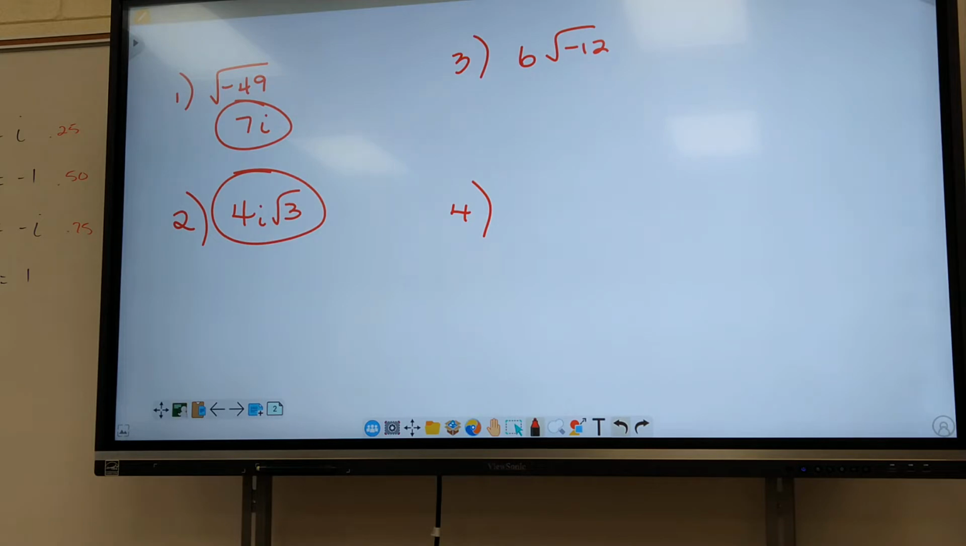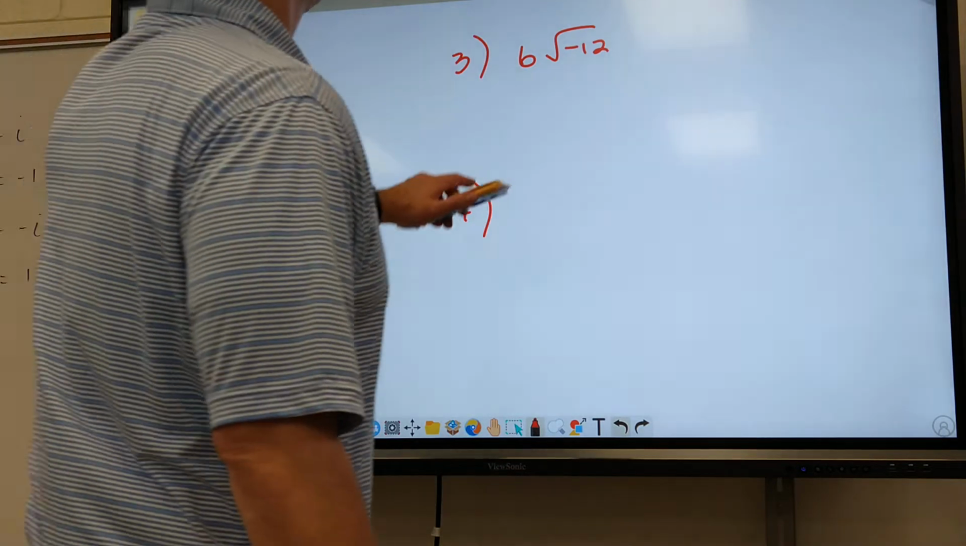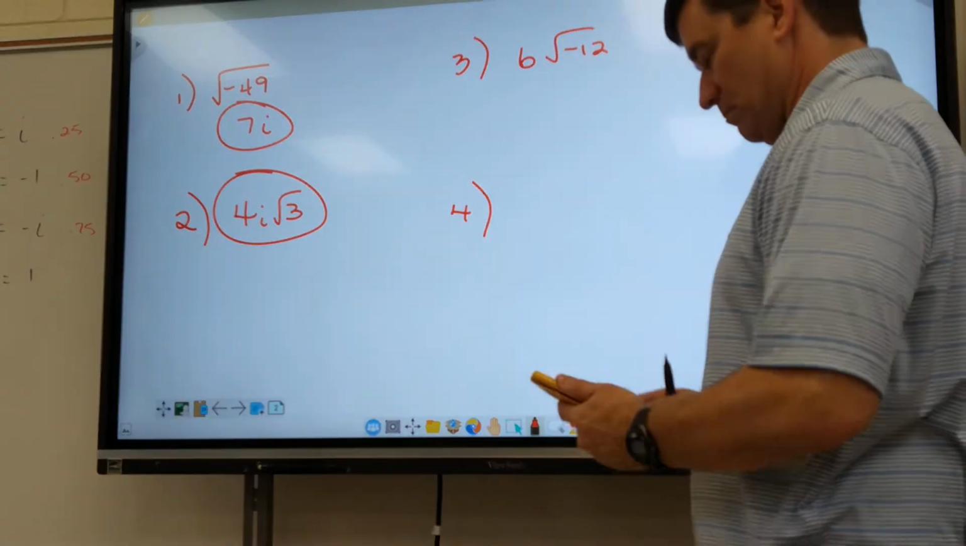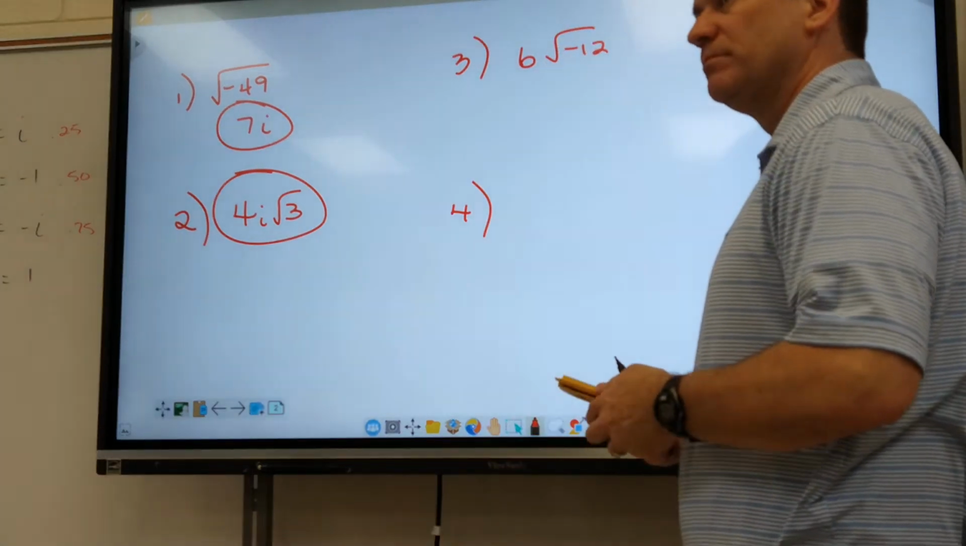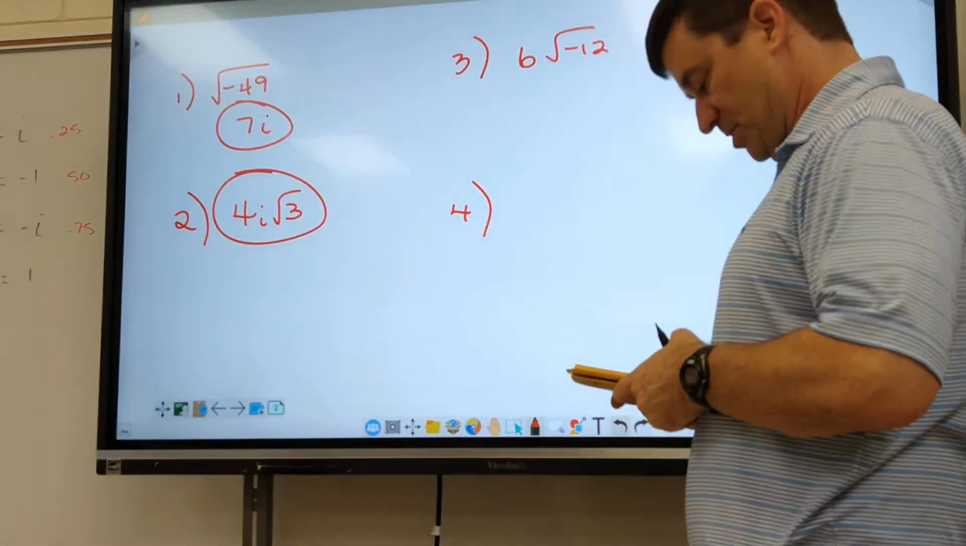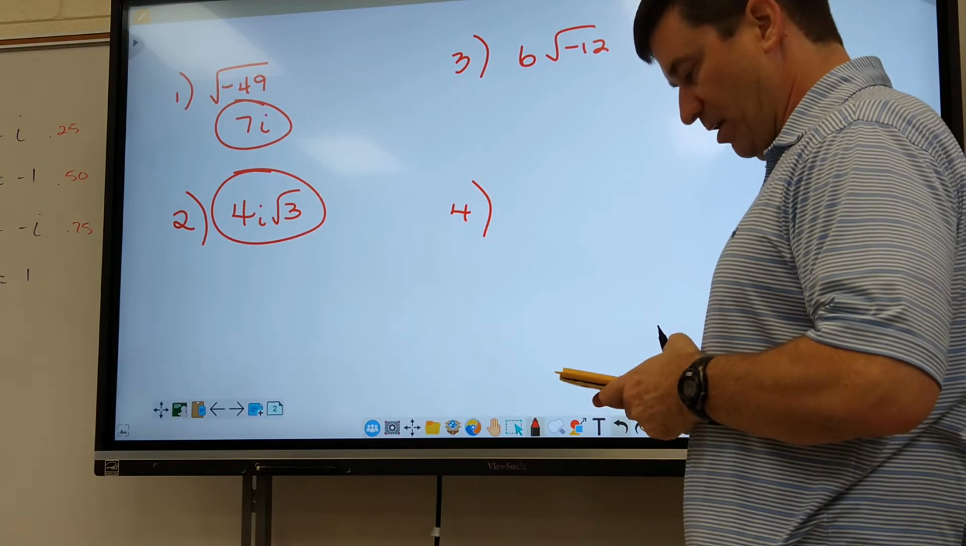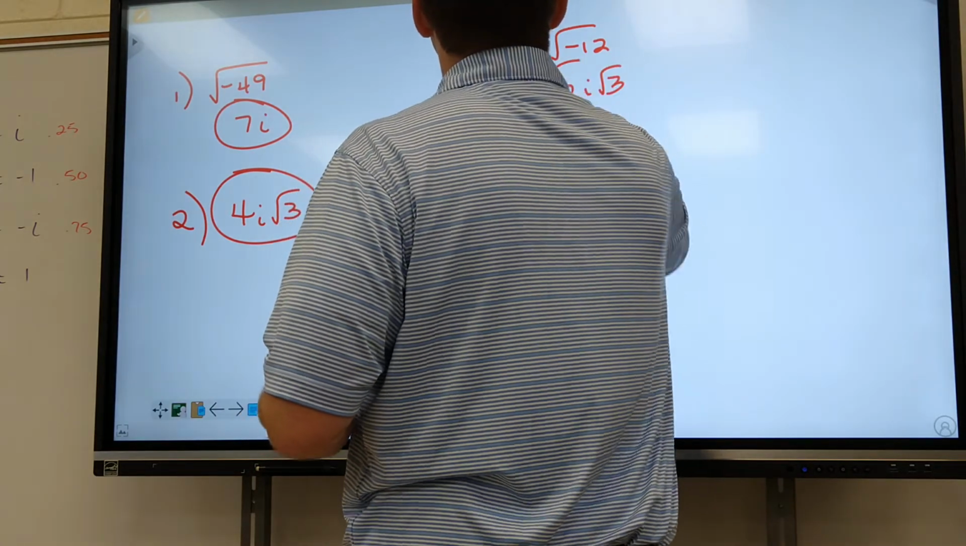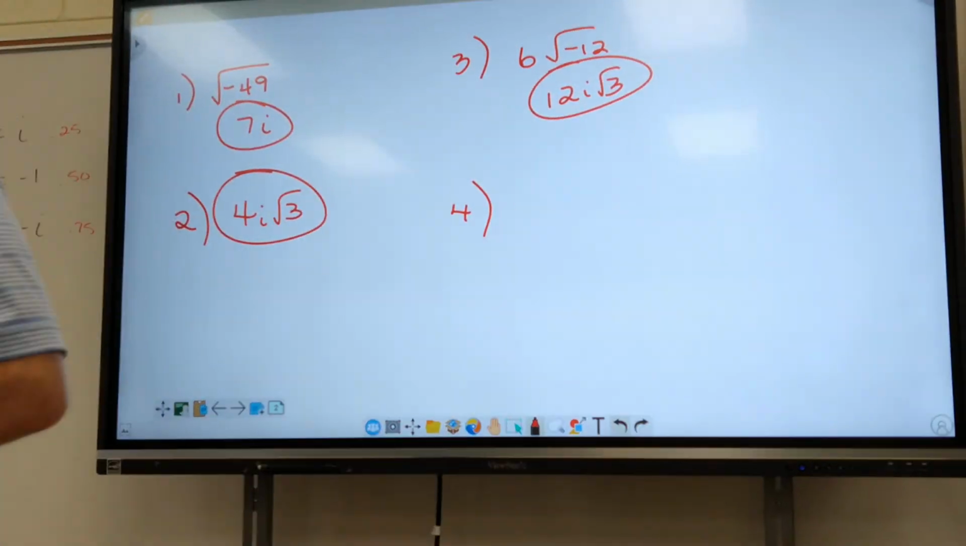Look at number 3. It says 6 square root of negative 12. So what are you going to type in your calculator? 6 square root of 12, right, don't type the negative. So 6 square root of 12 is 12i root 3. Easy. Let's go to 4.